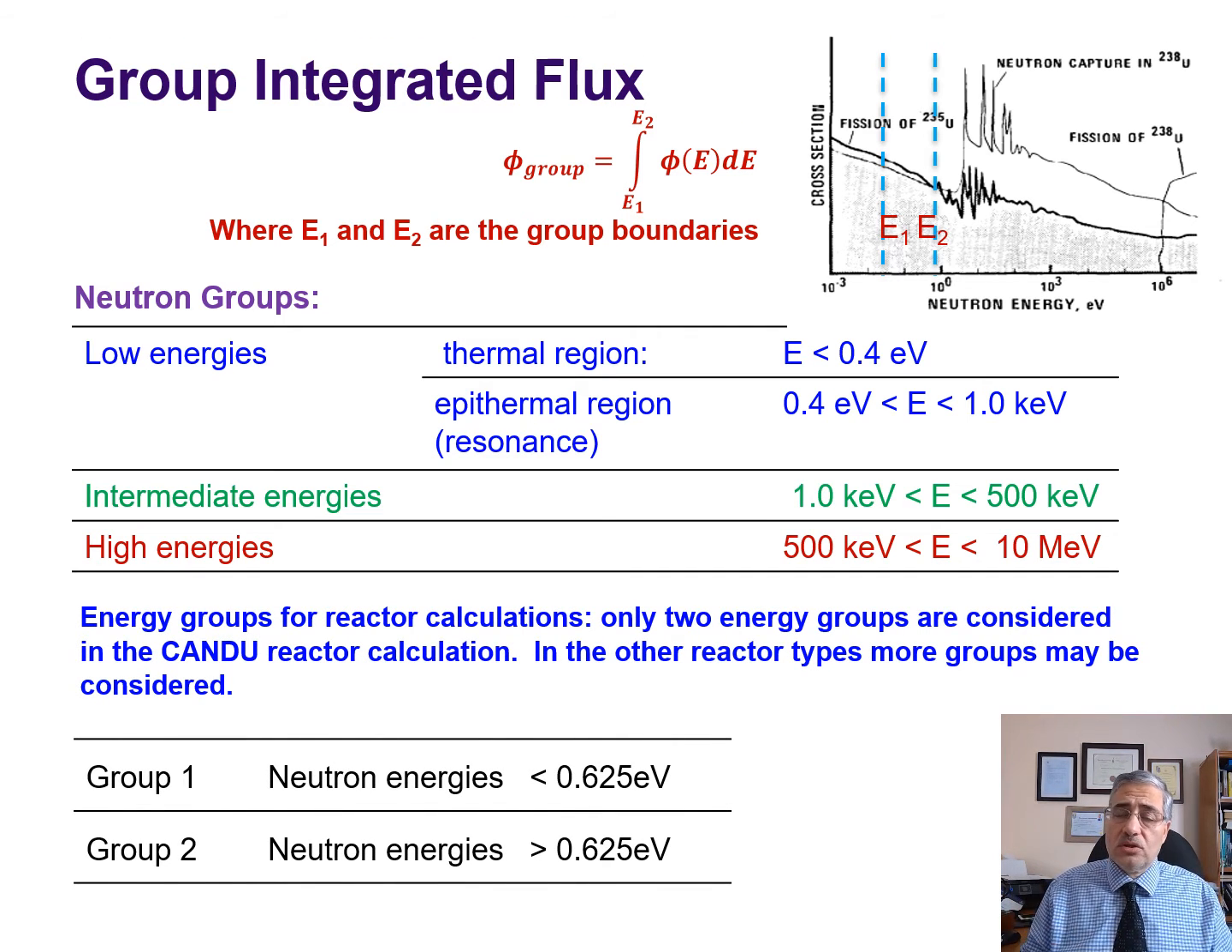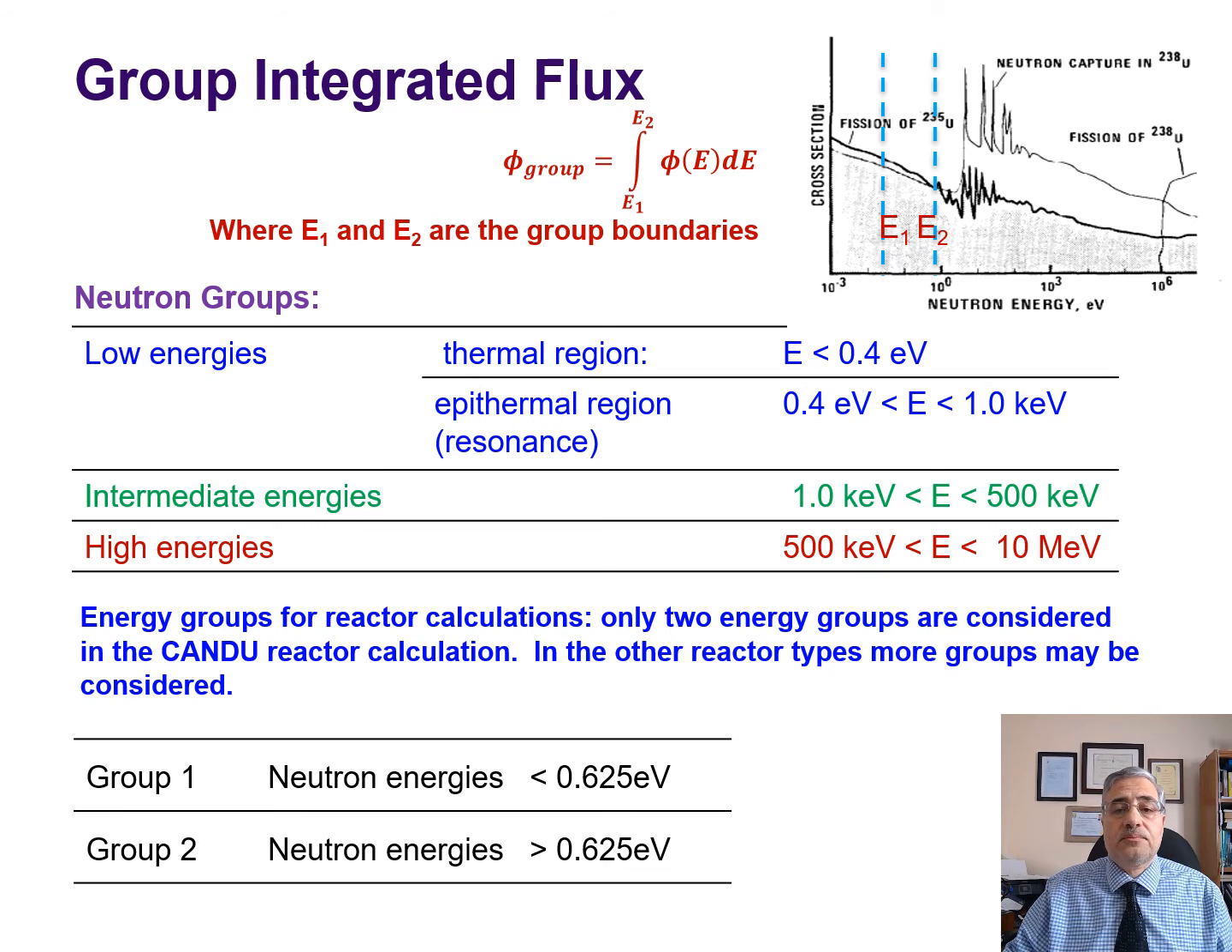But clearly in our work in the CANDLE reactor, we use the thermal neutron energy, which has an energy less than 0.625 electron volt, and the other group, all the other group, has an energy greater than 0.625. I can say this is the first energy group and the second energy group, so in the CANDLE reactor we use two groups, and these are the limits of the two groups.